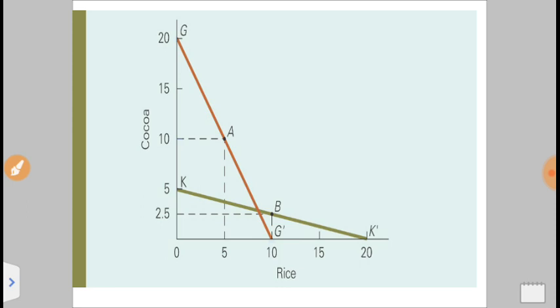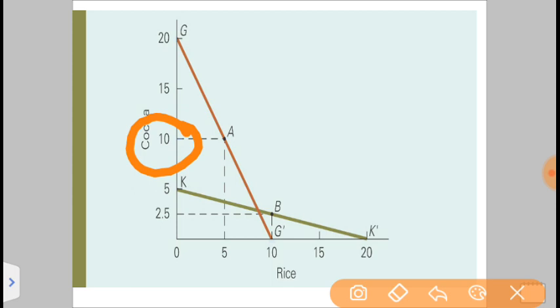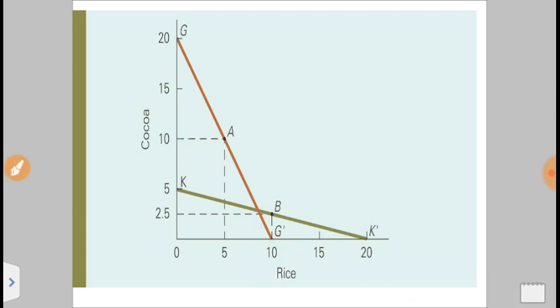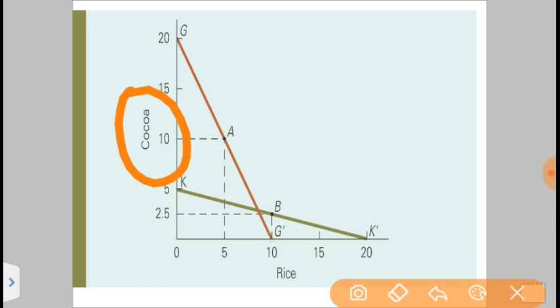Now think about it. Country A will produce cocoa, that is 10 units of cocoa, and country B will produce 10 units of rice by using all those resources. Now we can see here country A has an absolute advantage in the production of cocoa, and country B has an absolute advantage in the production of rice.